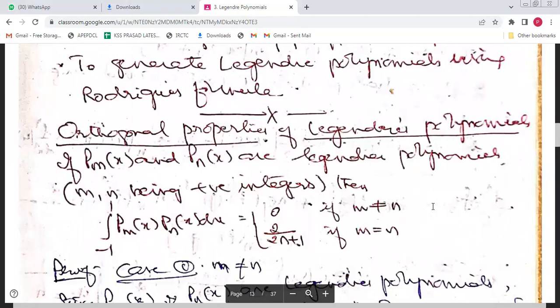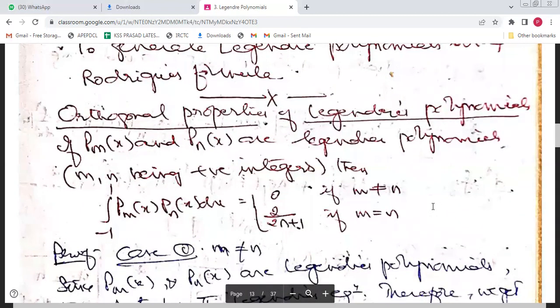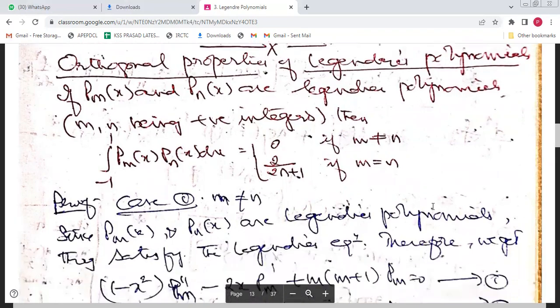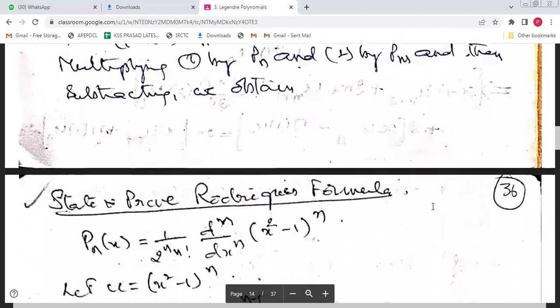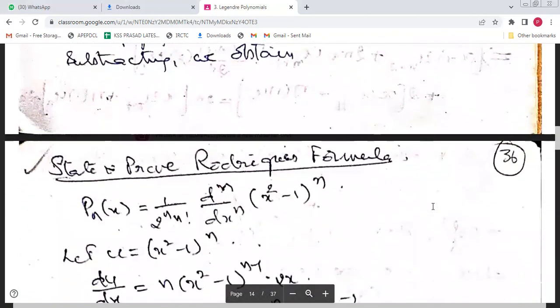Now, orthogonal property of Legendre polynomials. If Pm of x and Pn of x are Legendre polynomials, m and n being positive integers, then the integral from -1 to 1 of Pm of x into Pn of x dx equals 0 if m is not equal to n, and that becomes equal to 2 by 2n plus 1 if m equals n. Okay, that we are going to prove next time.